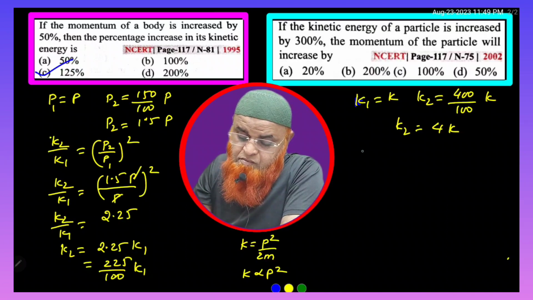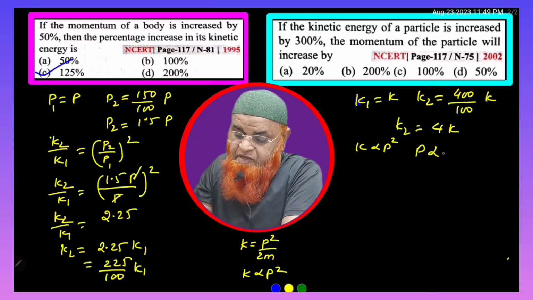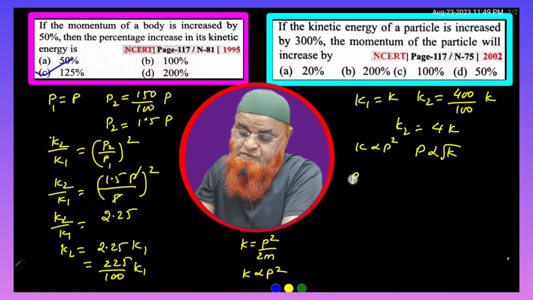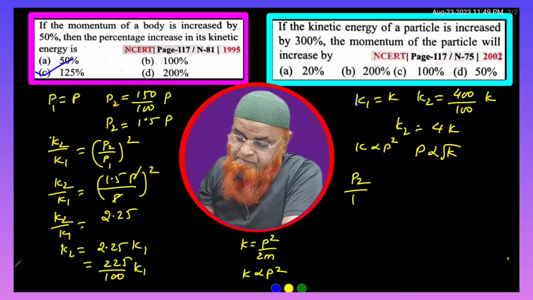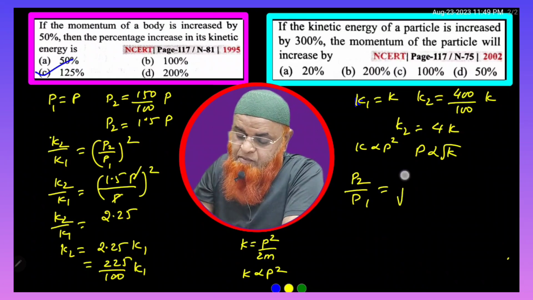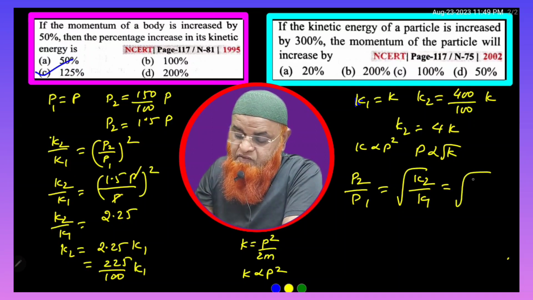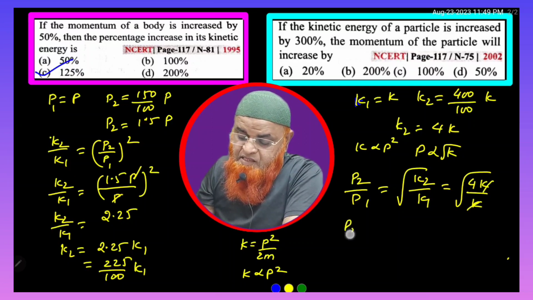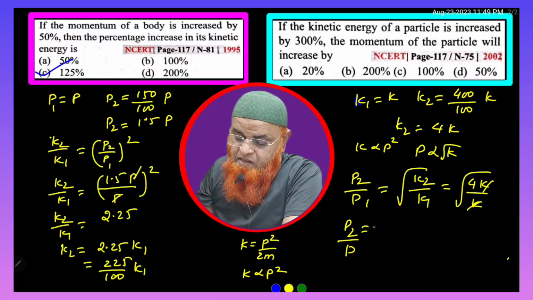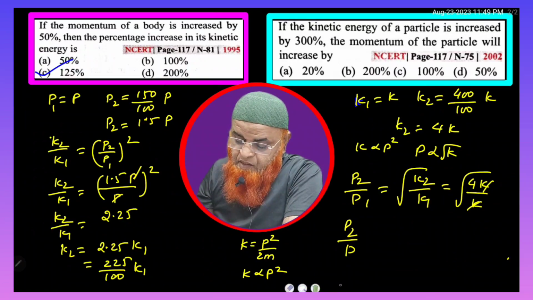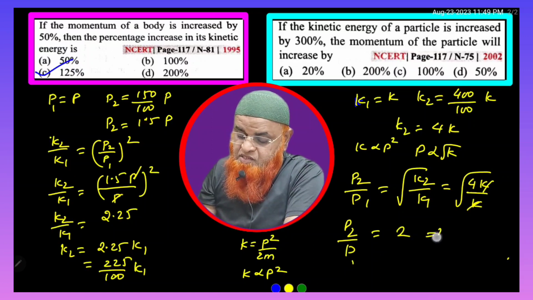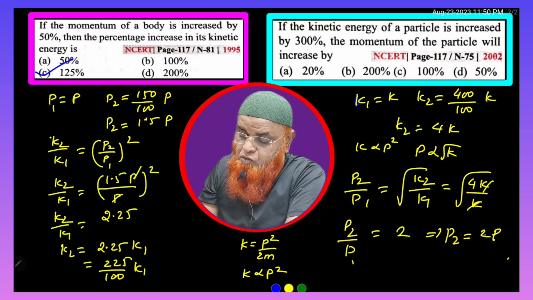So what are you going to do now? Momentum you have to find out. You all know kinetic energy is directly proportional to P square. That means P is directly proportional to root K. So therefore, P2 by P1 is nothing but root of K2 by K1. If you substitute here the value of K2, K2 is nothing but 4K and K1 is nothing but K. That means P2 by P1 is equal to 2. This implies that P2 is equal to 2 times of P.